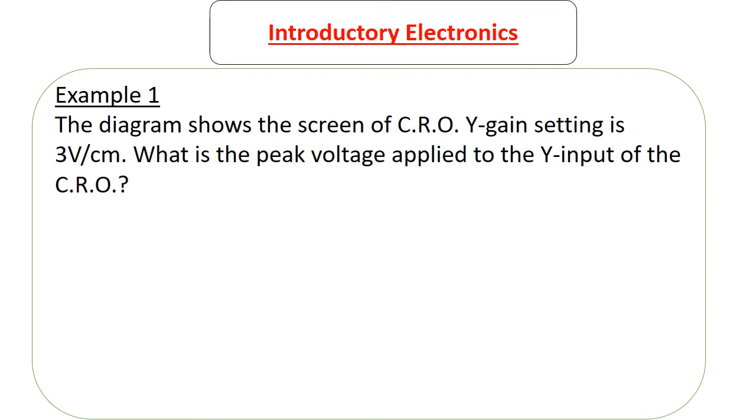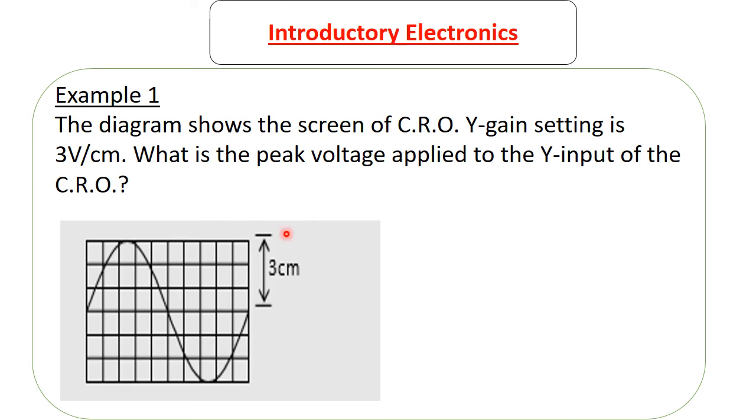So let's take a look at an example. The diagram shows the screen of a C.R.O. The Y gain setting is 3 volts per centimeter. What is the peak voltage applied to the Y input of the C.R.O.? So this is the screen of the C.R.O. They have said the Y gain setting is 3 volts, represented by 1 centimeter. Here, we see there are 3 centimeters. Since 1 centimeter is 3 volts, we're talking about 3 volts, 6 volts, 9 volts. So these 3 centimeters are 9 volts.